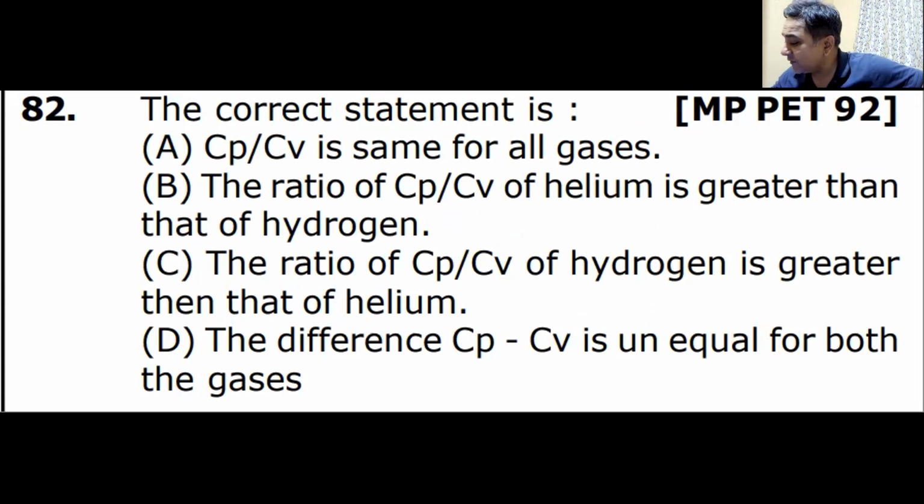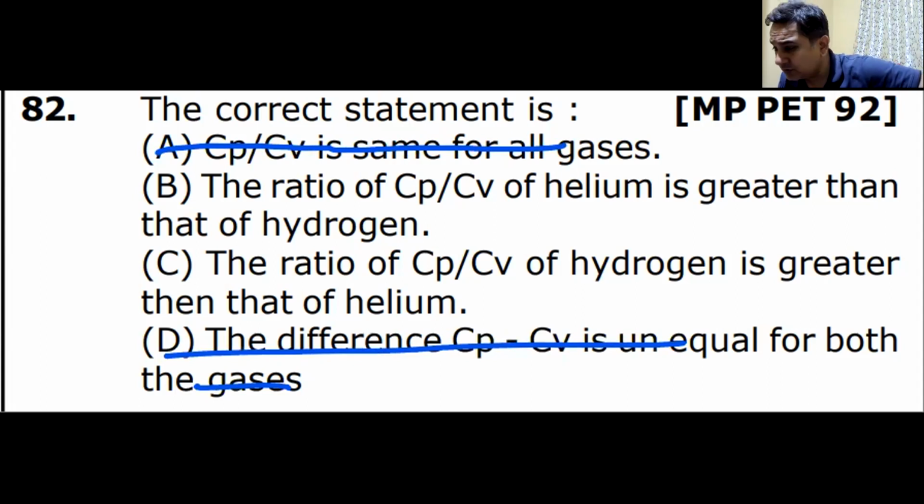The first option is definitely wrong. The fourth option is definitely wrong. Only the fight is between second and third. Do we understand this? Yes or no? And I've already given you that for a monatomic gas, Cp by Cv is highest. So the answer is 2. That's it. We understand this? Everything has been covered.